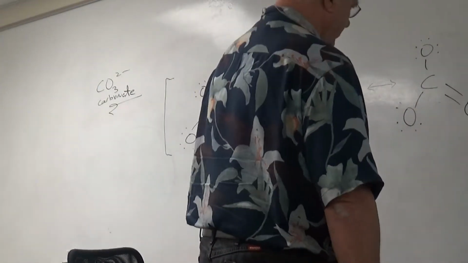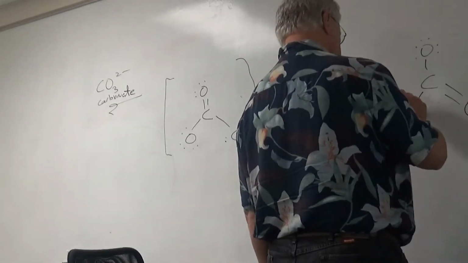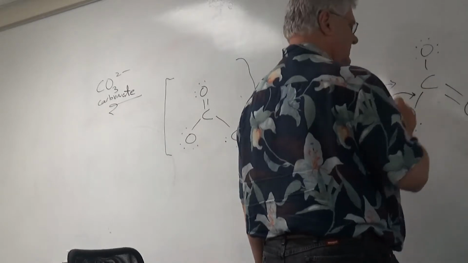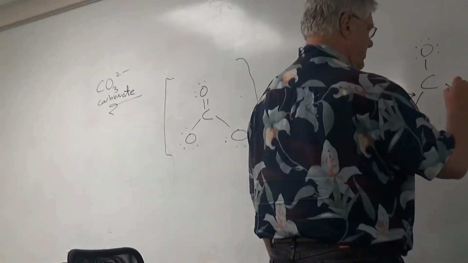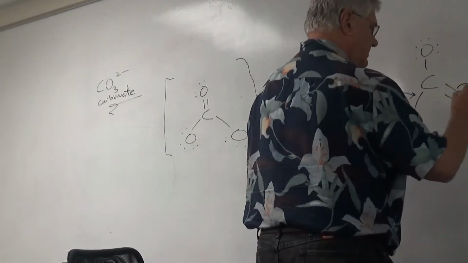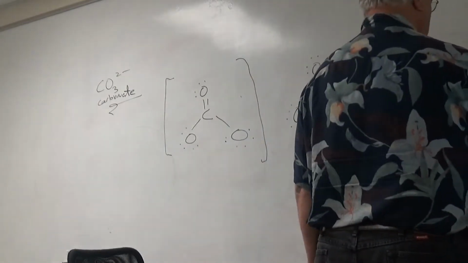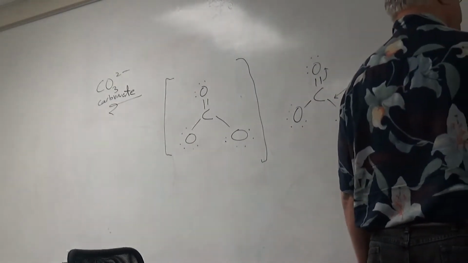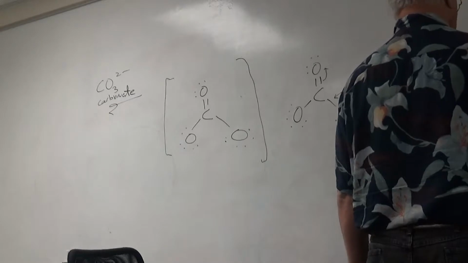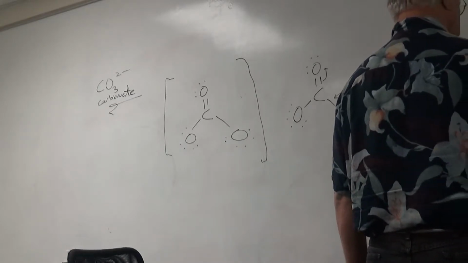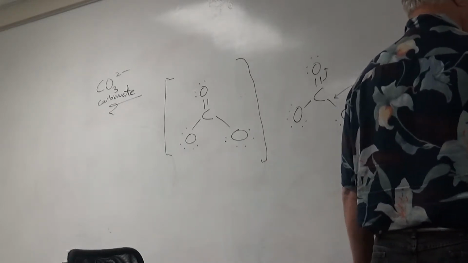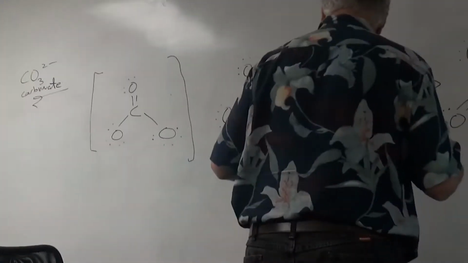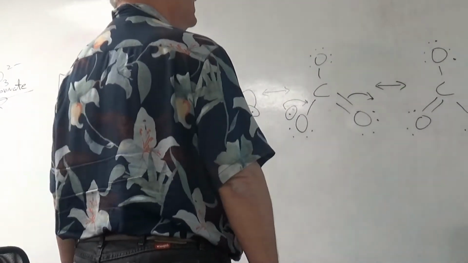Well, we can do the same thing with this resonance structure. This oxygen, a pair of electrons can form a bond here. One of these two bonds will stay up as a non-bonded pair here. And we can draw a third resonance structure. And you can see these are just three different Lewis dot structures.